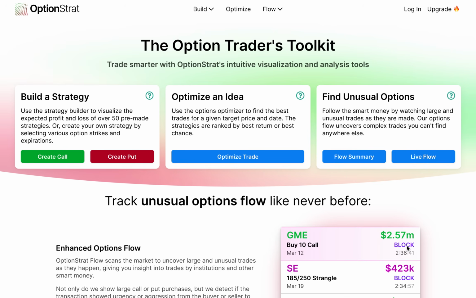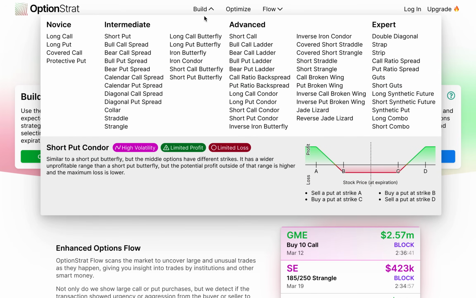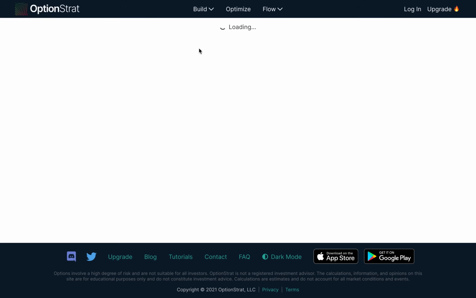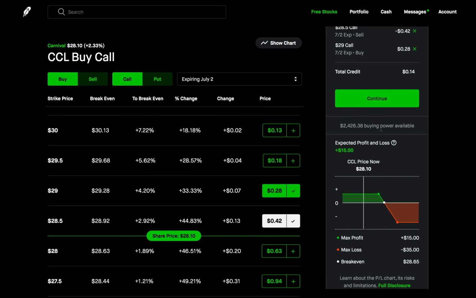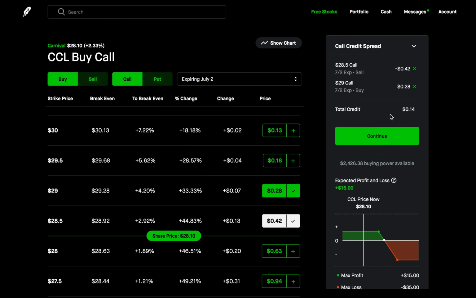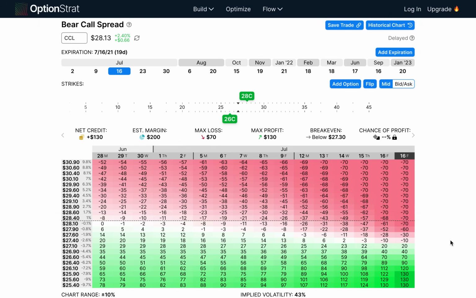It's always important to know what your reward, what your risk is, what your profit and gains or losses will be depending on what the price of the stock is, depending on what date it is. So we can go under build, and let's just start with the bear call spread. The bear call spread. So remember, that's what we started with. This right here, call credit spread, is a bear call spread. And so let's start off with this one.